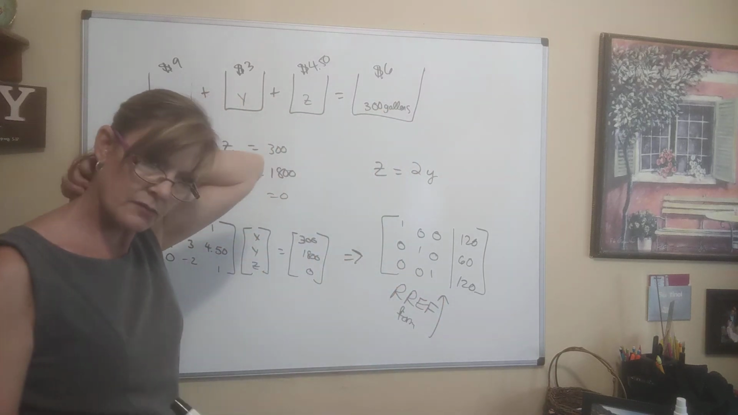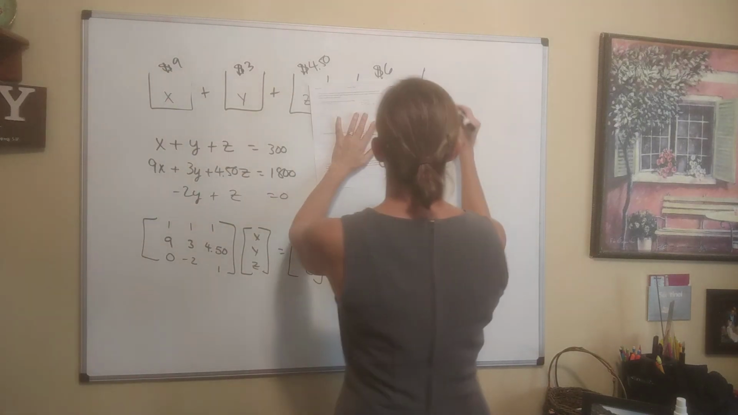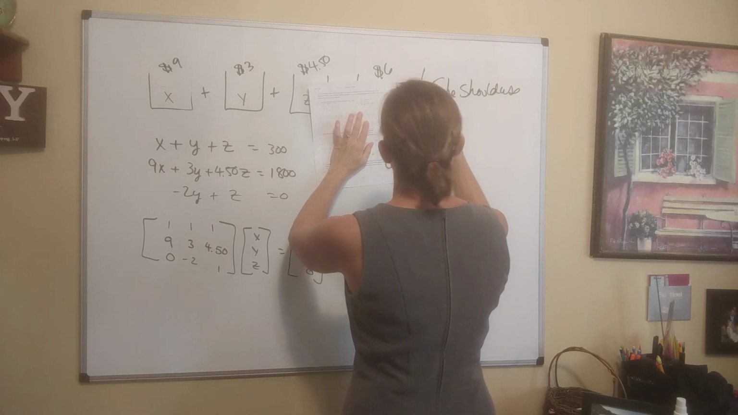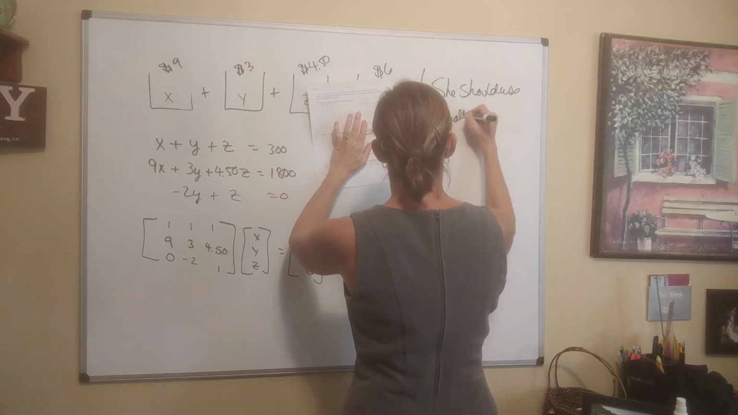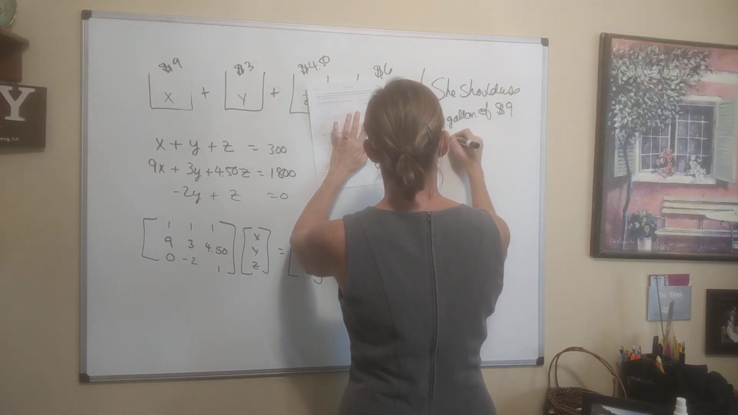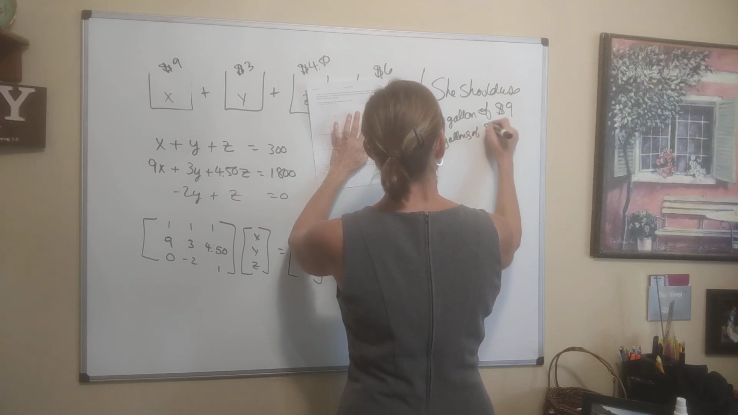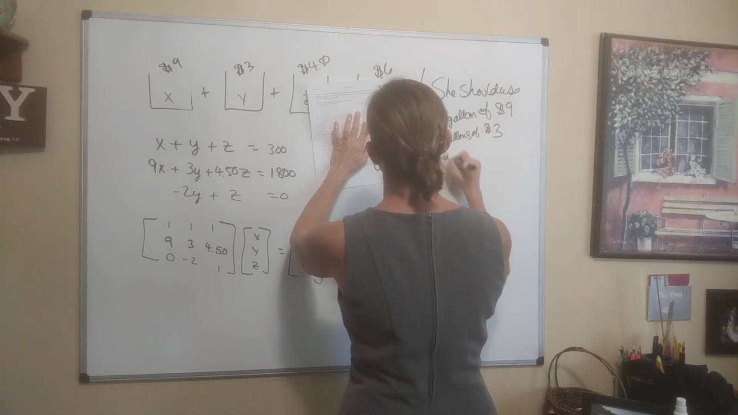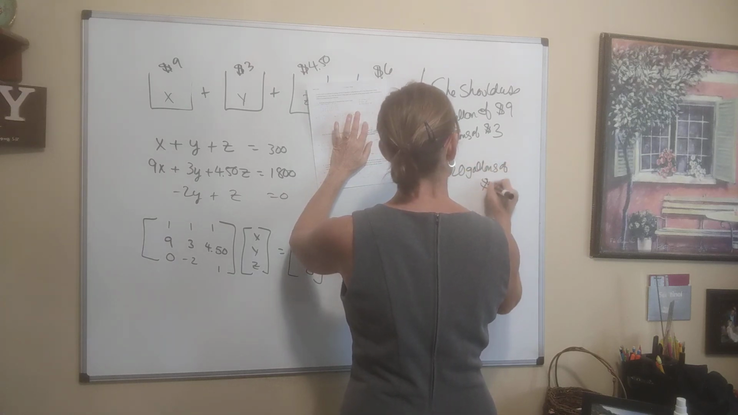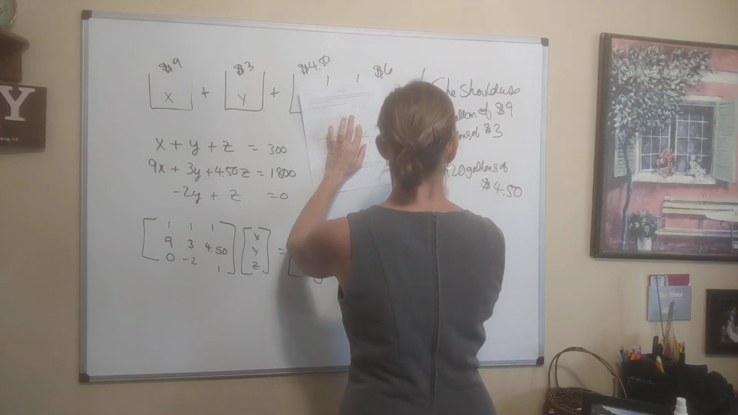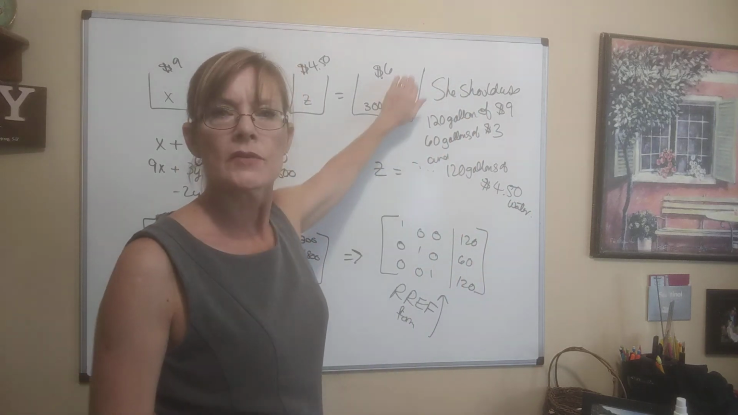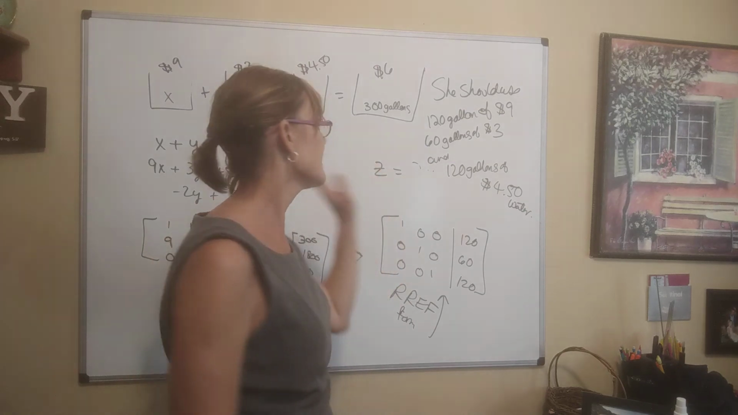And so if I had to write some words with this, I would say she should use 120 gallons of the $9 water, 60 gallons of the $3 water, and 120 gallons of the $4.50 water in order to get 300 gallons of a $6 blend of water. Okay, that is Cramer's Rule.